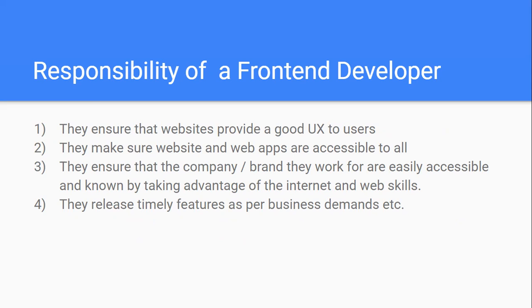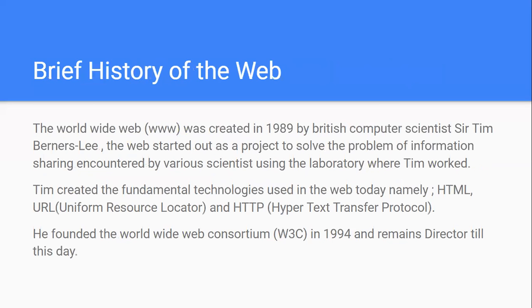They also ensure the company or brand they work for is easily accessible and known by taking advantage of data and web skills. This is where SEO comes in, search engine optimization. You have to ensure that your company is well known, is visible. If I search for a company, can I easily find them? As a website developer or a front-end developer, that is one of your responsibilities. And they also release timely features as per business demand. Business demand and user requirements change almost every time. So as a developer, you have to make sure that you release features as per business demands.